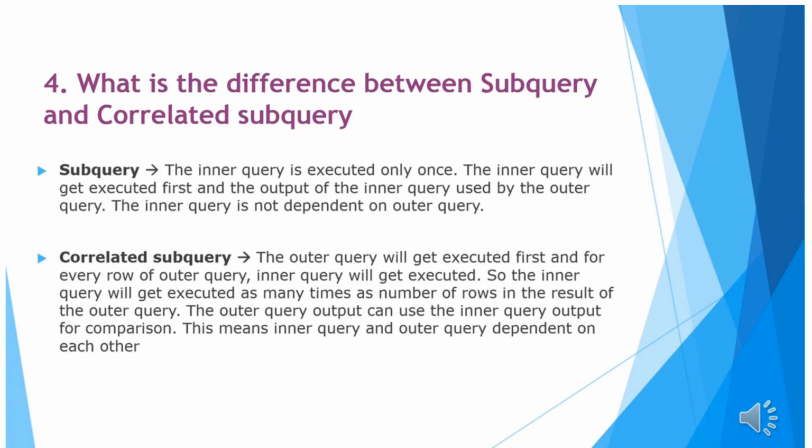In a correlated subquery, the outer query will get executed first, and for every row of the outer query, the inner query will get executed. So the inner query will get executed as many times as the number of rows in the result of the outer query. The outer query output can use the inner query output for comparison. This means the inner query and outer query are dependent on each other.